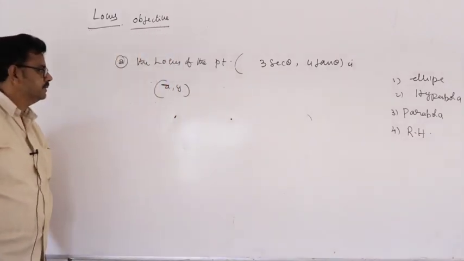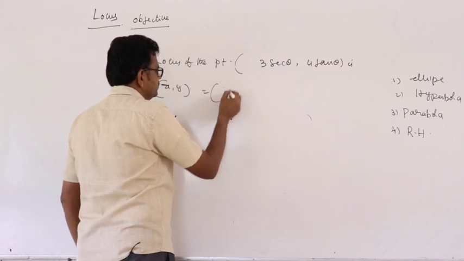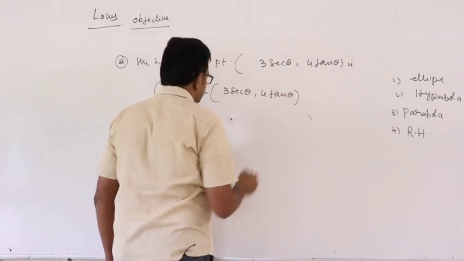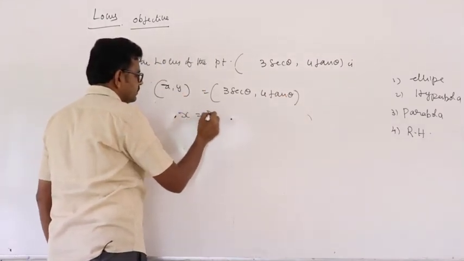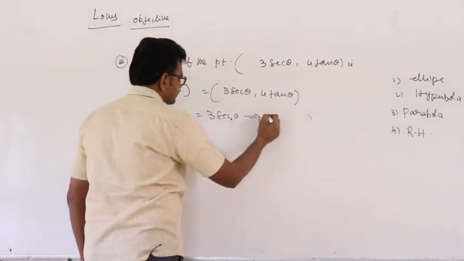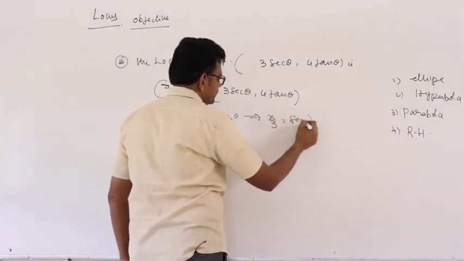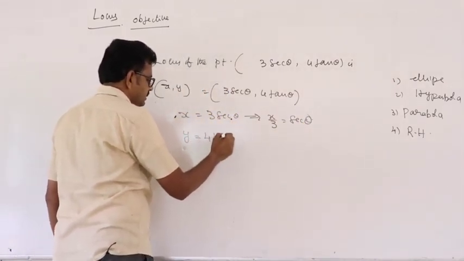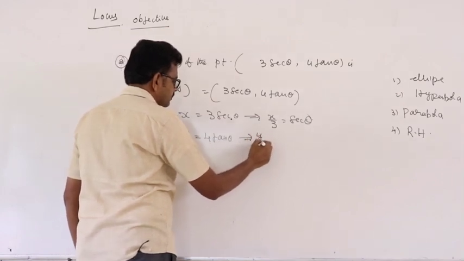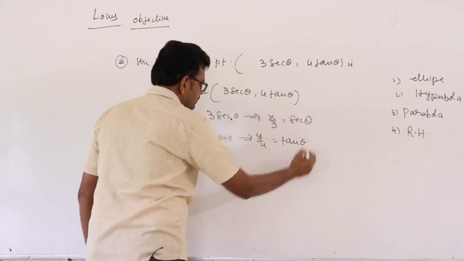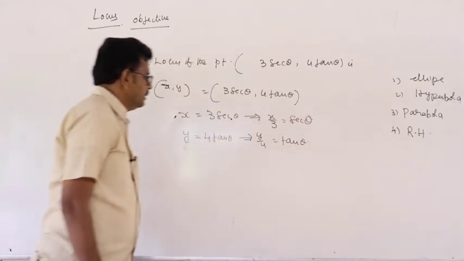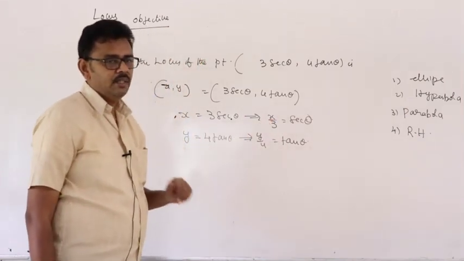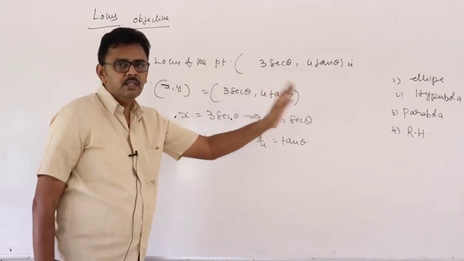Locus of the point (x, y) is equal to (3 secant theta, 4 tan theta). x is equal to 3 secant theta, implies x by 3 is equal to secant theta. y is equal to 4 tan theta, implies y by 4 is equal to tan theta. Now the relation between these two is what? Secant square theta minus tan square theta equal to 1. By eliminating theta, that is the locus.